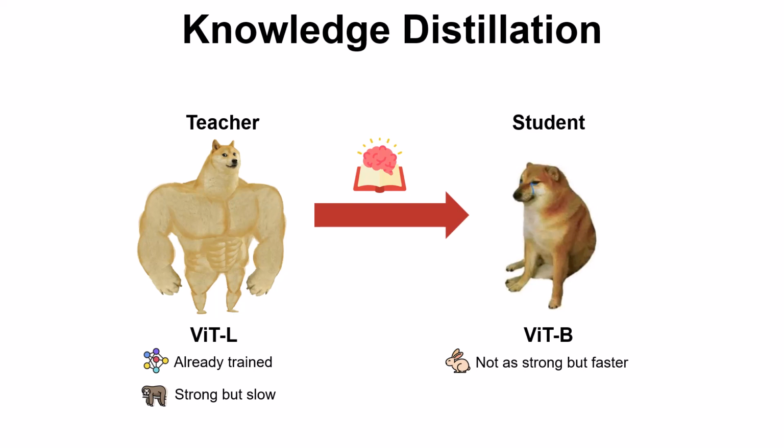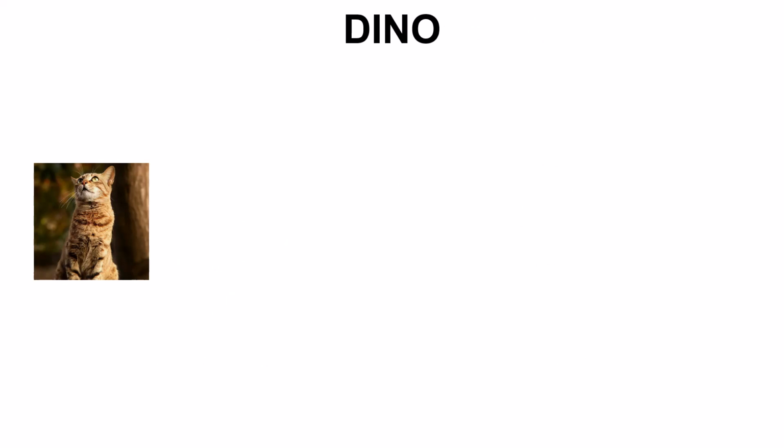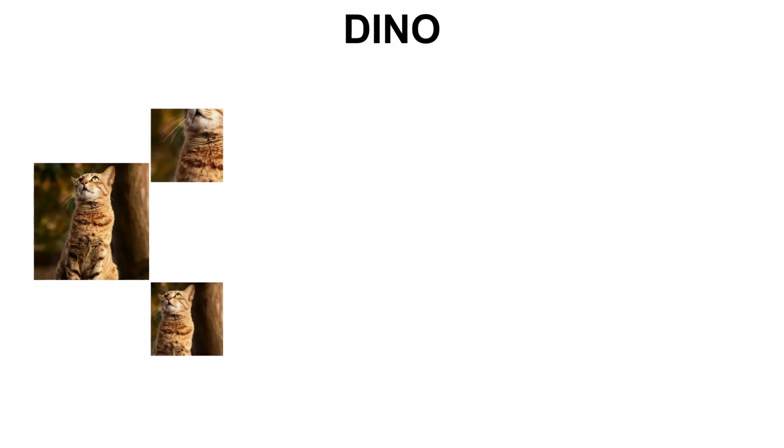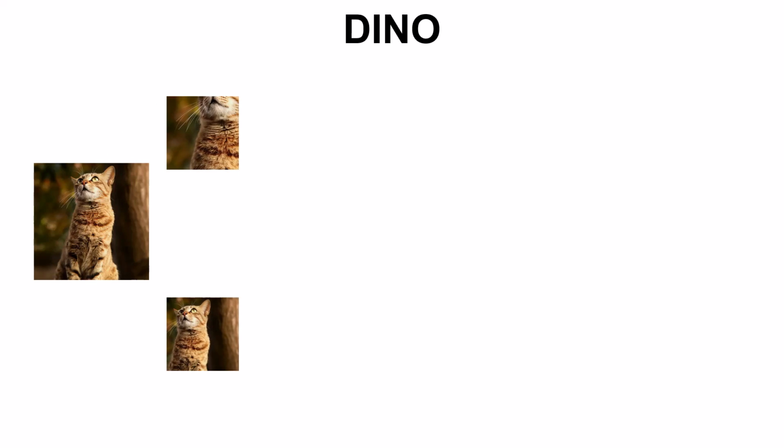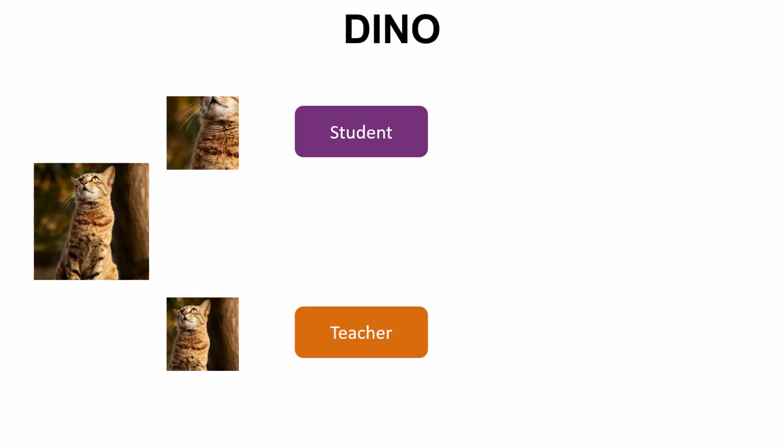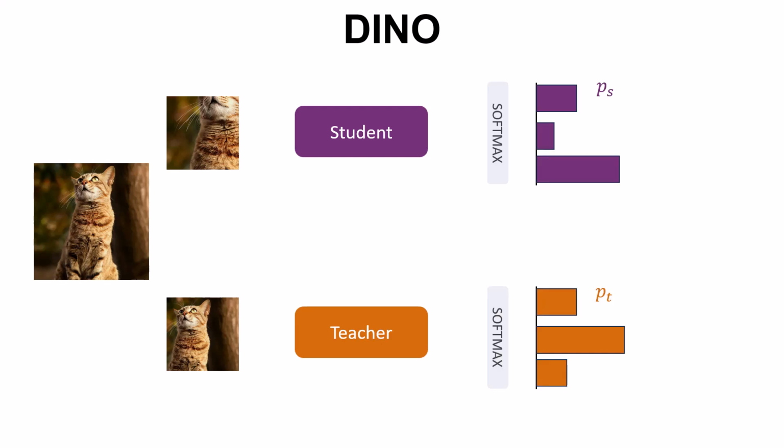And as simple as that, we can boost the performance of the student. Now let's just talk about DINO. In DINO, we have an input image, and we perform two different augmentations, which are mainly two different views of an image, and one goes to the student, the other goes to the teacher. And the output representation goes to softmax and gives us some probability scores for different classes.